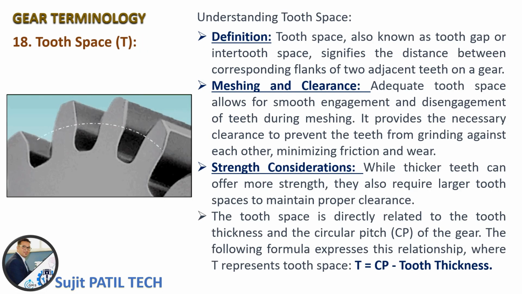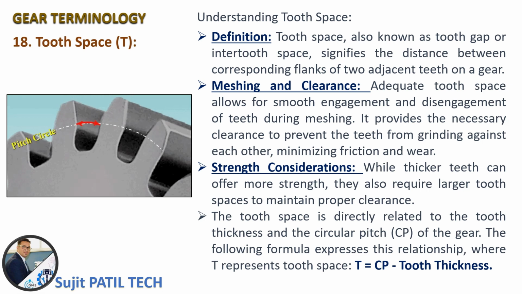Understanding tooth space. Definition: tooth space, also known as tooth gap or intertooth space, signifies the distance between corresponding flanks of two adjacent teeth on a gear. Meshing and clearance. Adequate tooth space allows for smooth engagement and disengagement of teeth during meshing. It provides the necessary clearance to prevent the teeth from grinding against each other, minimizing friction and wear.